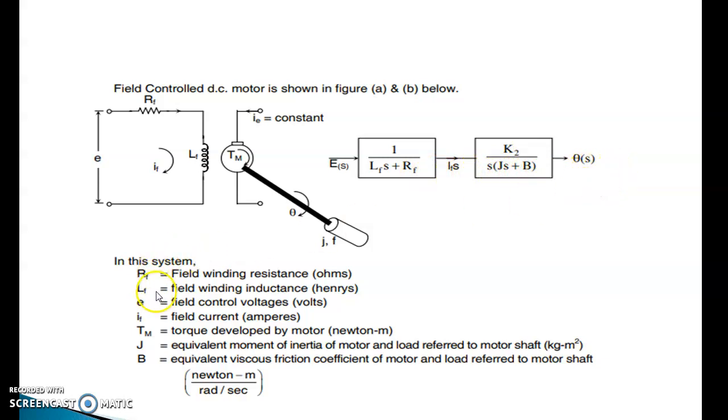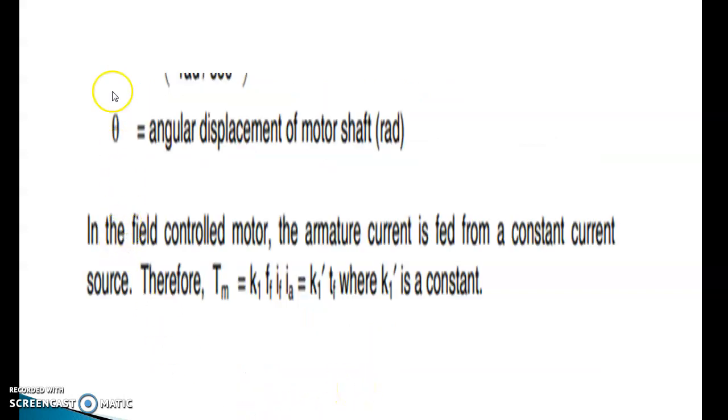output is theta s. In this system, Rf is equal to field winding resistance, Lf is equal to field winding inductance, e is equal to field control voltage, If is equal to field current, Tm is equal to torque developed by the motor, J is equal to equivalent moment of inertia of the motor and load referred to motor shaft. B is equal to equivalent viscous friction coefficient of motor and load referred to motor shaft, Newton meter by radian per second. Theta is equal to angular displacement of the motor shaft in radians.